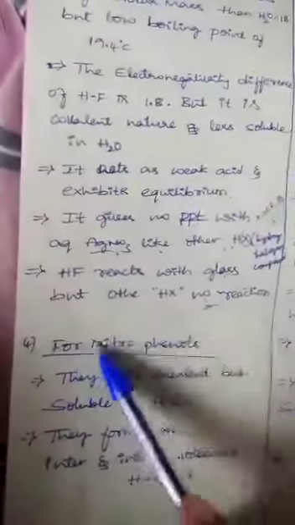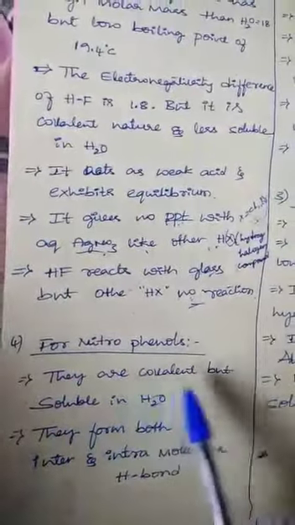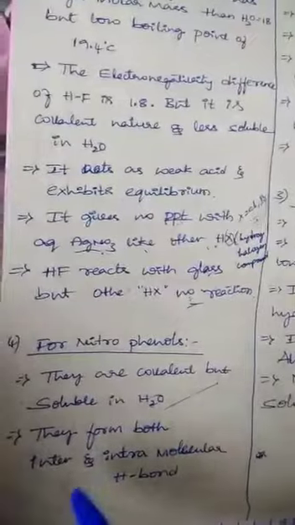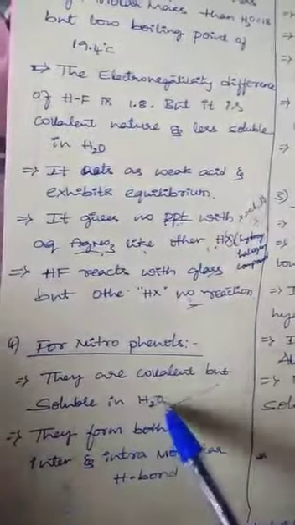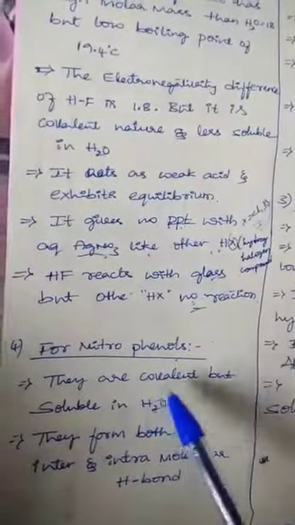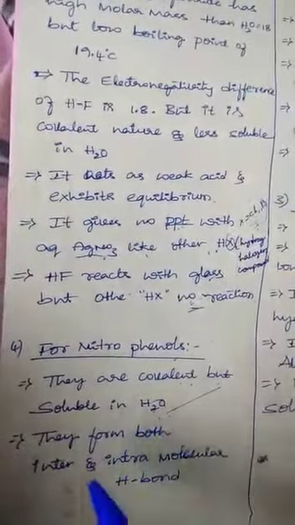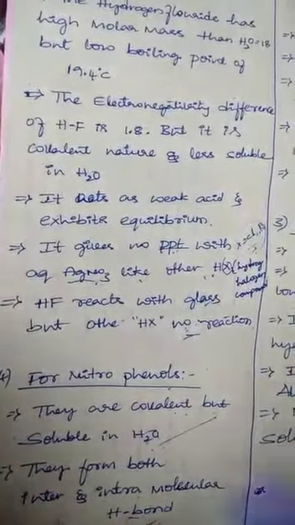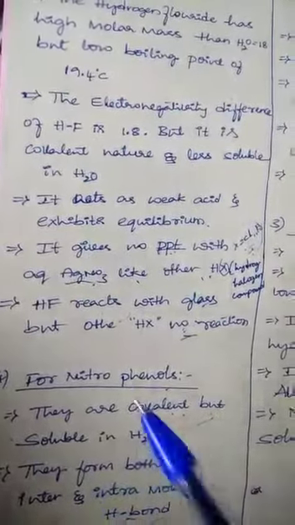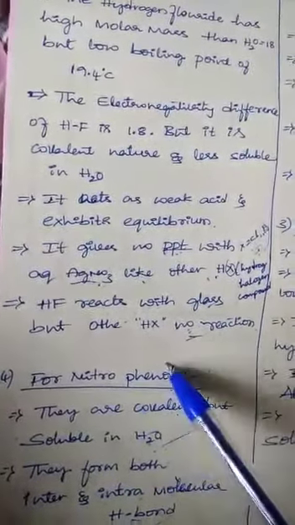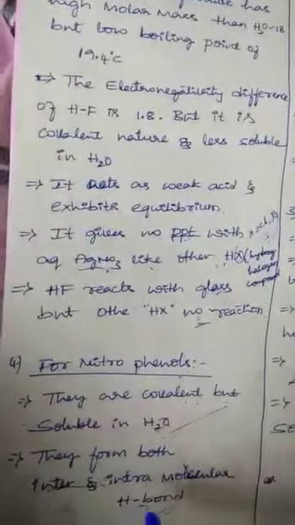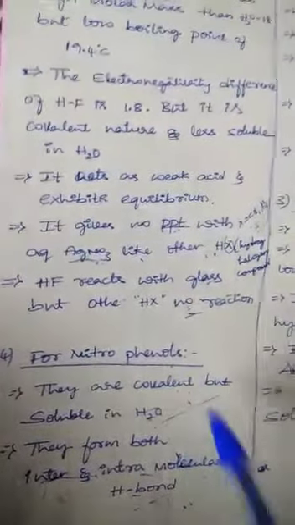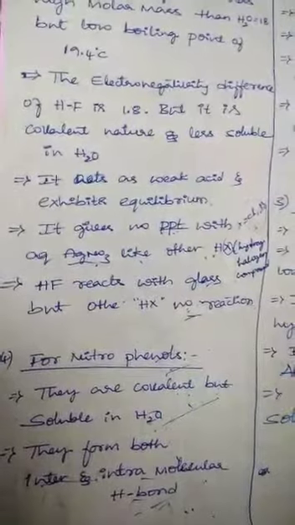Next molecule is nitrophenols. These are covalent but soluble in water. Many covalent molecules are not soluble in water, but nitrophenols are covalent and still soluble in water. They form both inter and intramolecular hydrogen bonding, as we know already. These are the two properties present in nitrophenols.